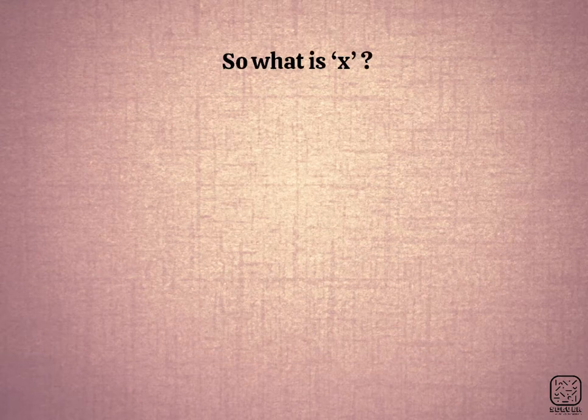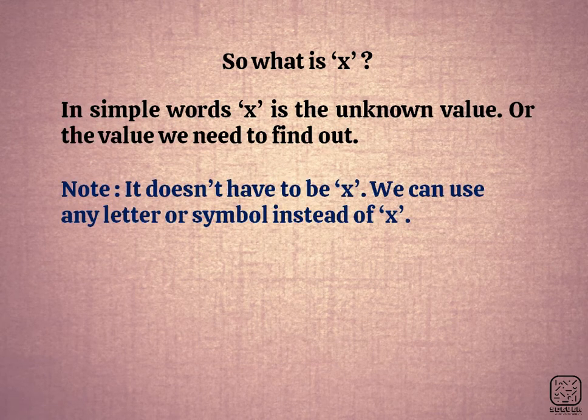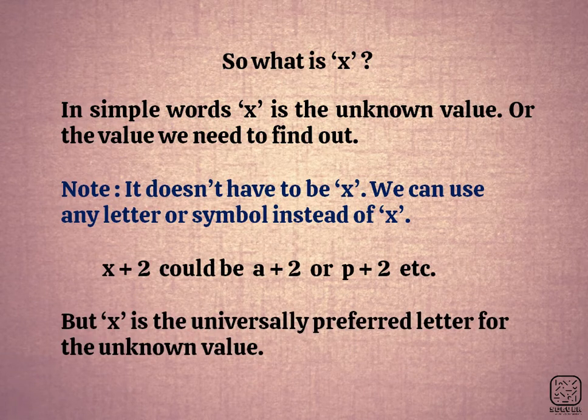So again, what is x? In simple words, x is the unknown value or the value we need to find out. Now remember, it doesn't have to be x. We can use any letter or symbol instead of x. So x plus 2 could be a plus 2 or p plus 2, etc. But x is the universally preferred letter, the favorite letter, for the unknown value.